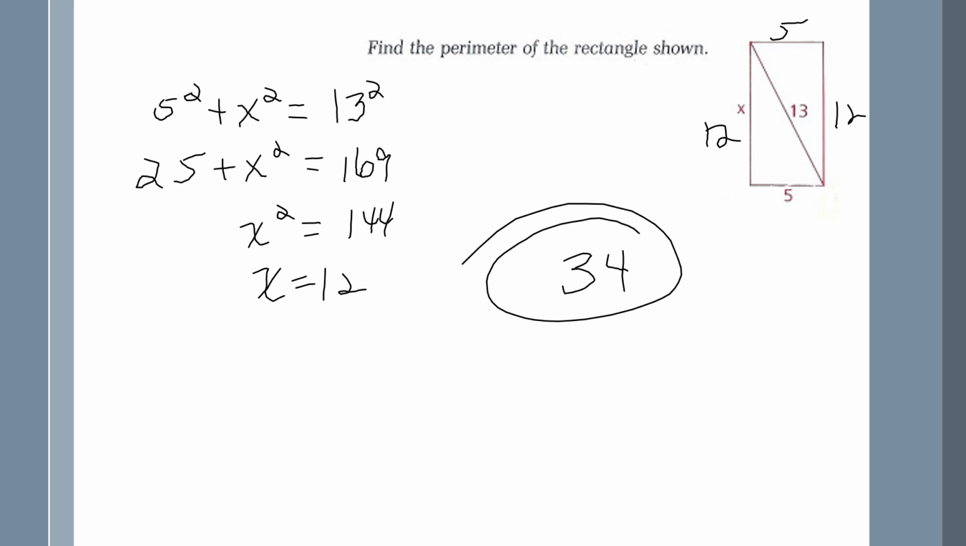Now, again, you could have recognized this and said, well, that's a 5, 12, 13, and saved yourself a whole lot of time. Remember, knowing those Pythagorean triples, if you want to learn them, they're not hard. 3, 4, 5; 5, 12, 13; 8, 15, 17; 7, 24, 25. You just work with it enough times, you'll be able to rattle them off.